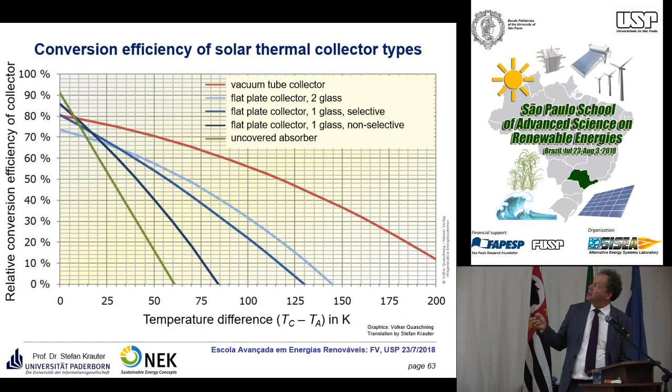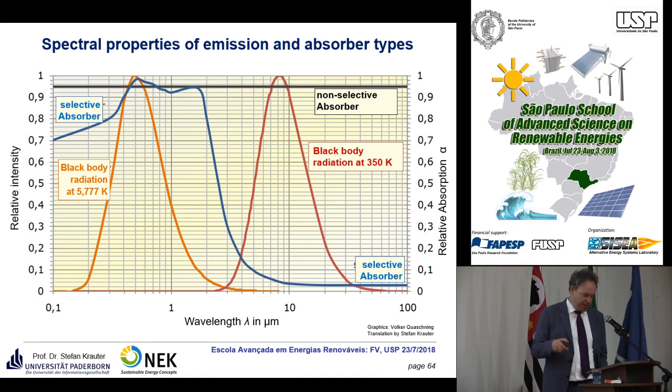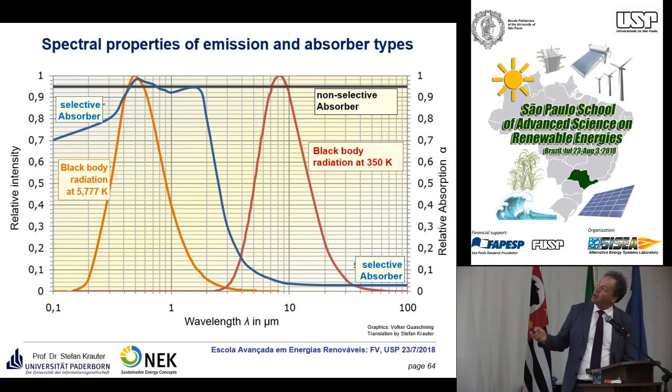Now we come to selective and non-selective. For this, I go back to the spectral level. So we have here the wavelength of the irradiance on a logarithmic scale. And here again we have the black body radiation of the sun. It looks quite symmetrical on the logarithmic scale. And here we have a non-selective absorber, which is just a black body, so it absorbs all wavelengths at the same rate. And there is a law that for a black body, emission is equal to absorption. Alpha equals epsilon, so that means if you have a high absorption, you have a high emission also.